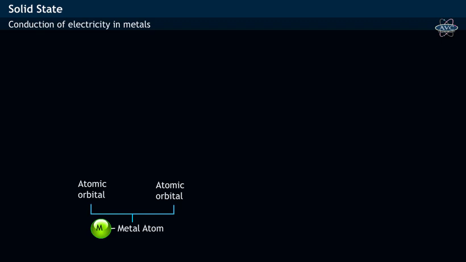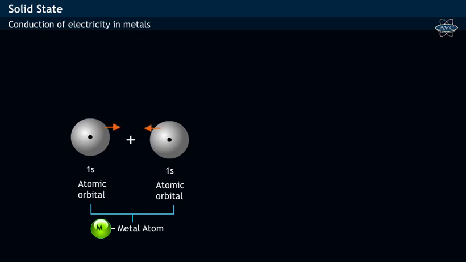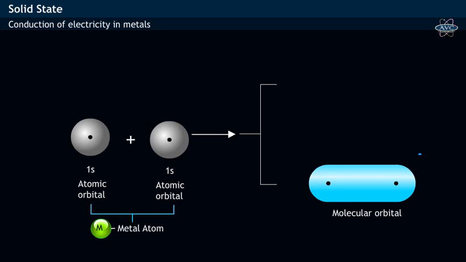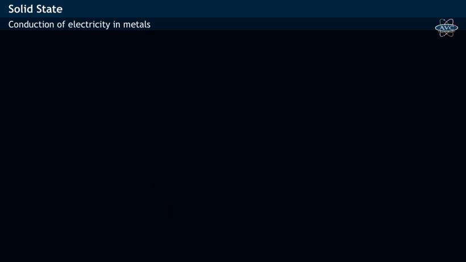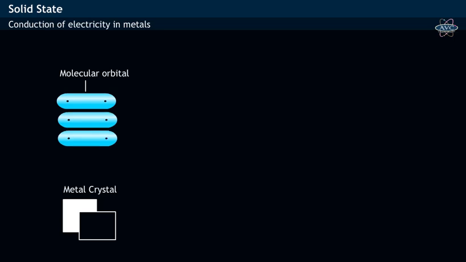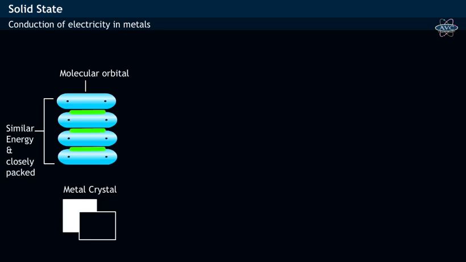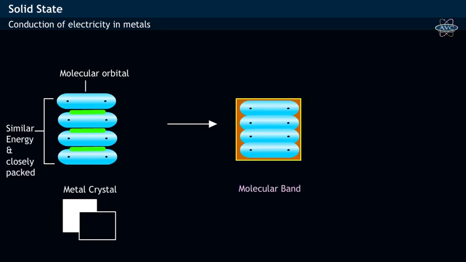Atomic orbitals of metal atoms, say two 1s orbitals, combine with each other and form a molecular orbital represented as sigma 1s and an antibonding molecular orbital represented as sigma star 1s. The molecular orbitals of similar energy are so close to each other that they form a band.